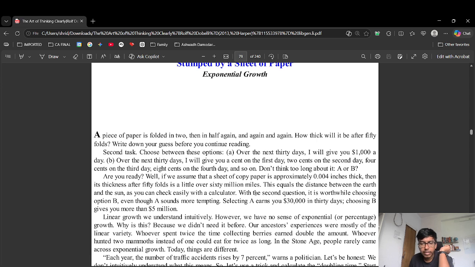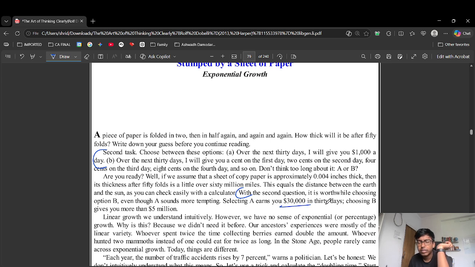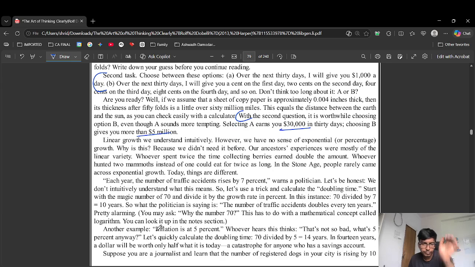As you can check easily with the calculator, with the second question, it is worthwhile choosing option B, even though A sounds more tempting. Selecting A earns you 30,000 in 30 days. Choosing B gives you more than 5 million. Okay, that's because it will compound. The 4 cents will become 8, 8 will become 16, like that. So that way it will reach it.